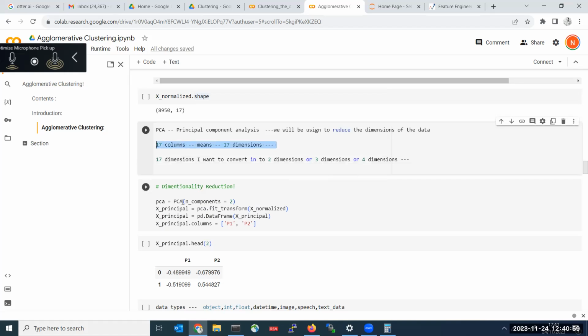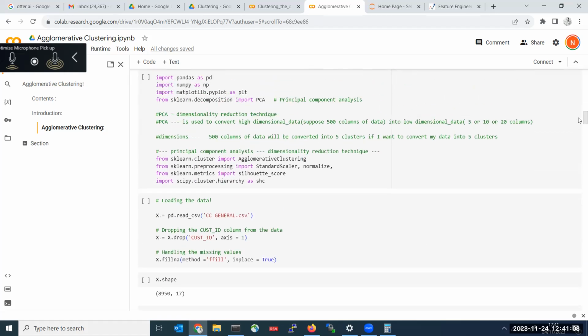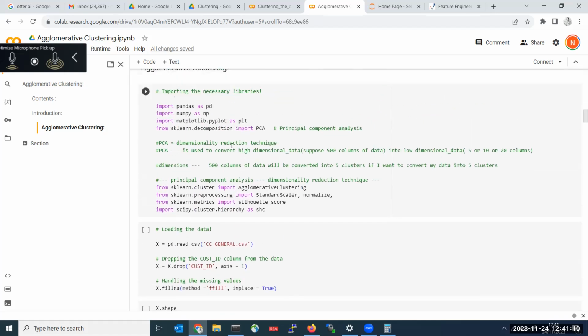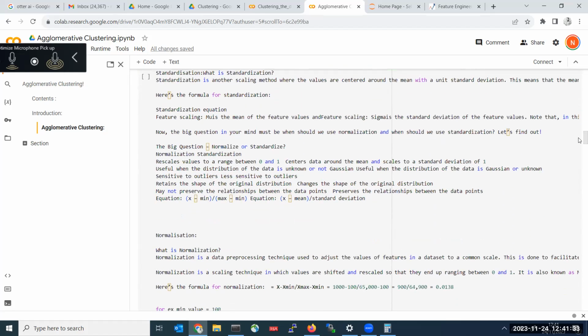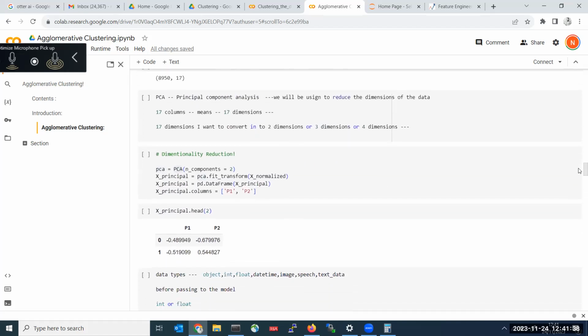I just need to import the library related to PCA. Let us see the library name we have imported. See, from sklearn.decomposition import PCA. PCA is nothing but a dimensionality reduction technique. For example, if I have 500 columns of data and I want to convert into low dimensions like 5 or 10 or 20 columns, I can use this PCA concept. This is principal component analysis. This is also one of the important concepts, and one of the pre-processing concepts.